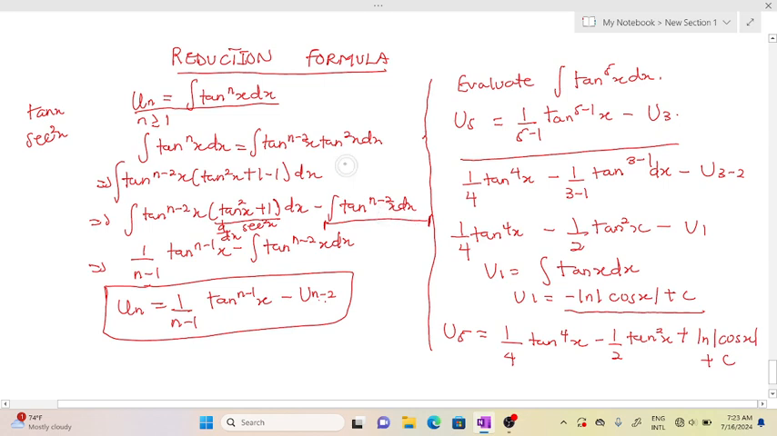And this is how we apply it. So the goal is just to capture this in mind: 1 over n minus 1 times tan to the power n minus 1 of x minus u sub n minus 2. Once you have this in your mind, then whatever the power of tan is, you can be able to solve it.